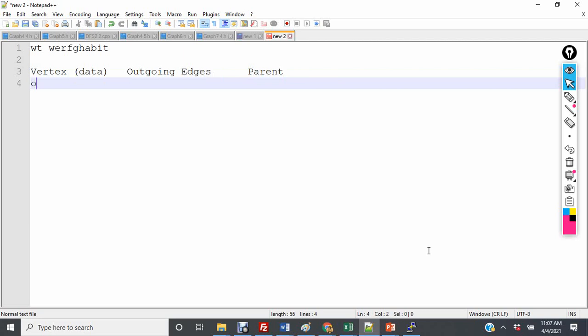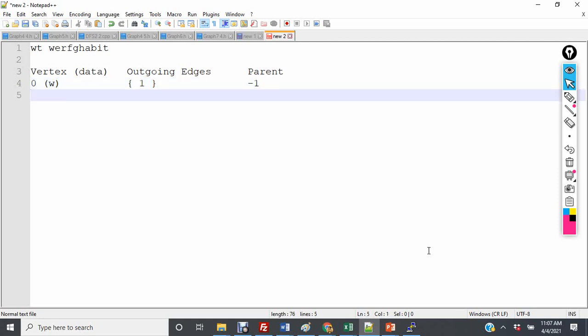So it's 0. When we insert it, the data in that structure is W, and right now the outgoing edge is going to go to vertex 1. Its parent is going to be -1, so there's our sentinel. This second vertex, vertex 1, is going to contain the data T, and as of right now it's not going to have any outgoing edges, and its parent is 0. At the algorithmic level, the graph looks like this.